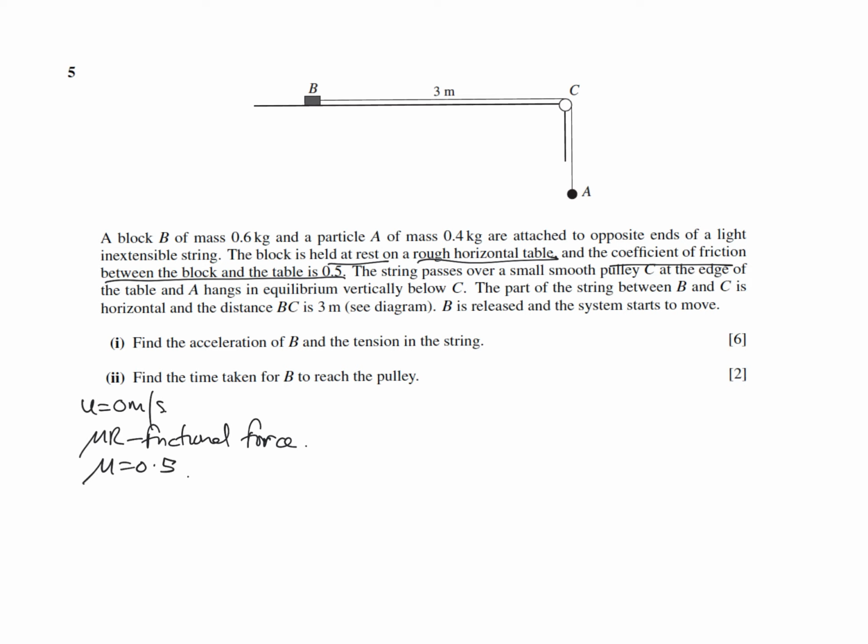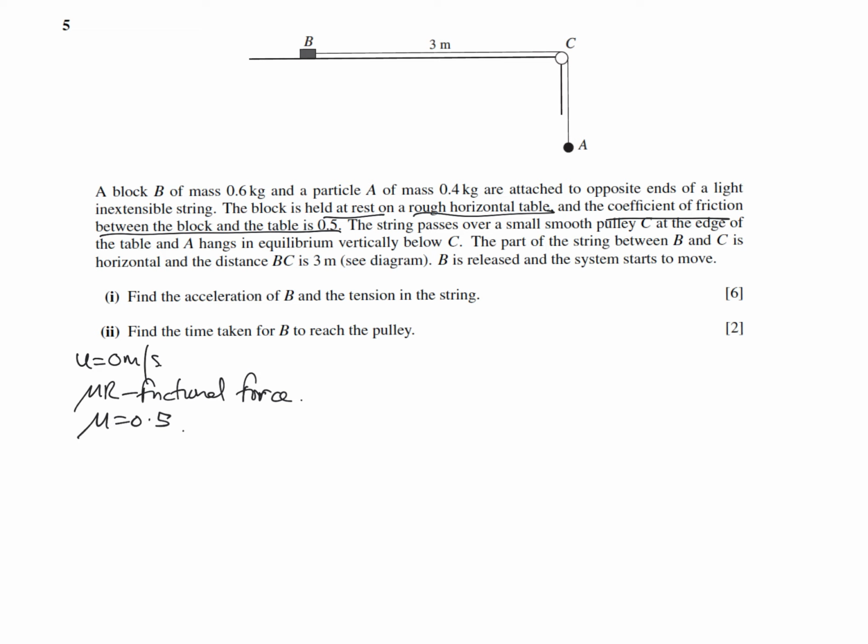The string passes over a small smooth pulley C at the edge of the table, and A hangs in equilibrium vertically below C. Okay, so at this point, it's in equilibrium, so there's no motion involved. The part of the string BC is horizontal, and the distance BC is 3 meters. Okay, B to C is 3 meters. B is released and the system starts to move. So now there's a motion. So find the acceleration of B and the tension of the string, and part 2, find the time taken for B to reach the pulley.